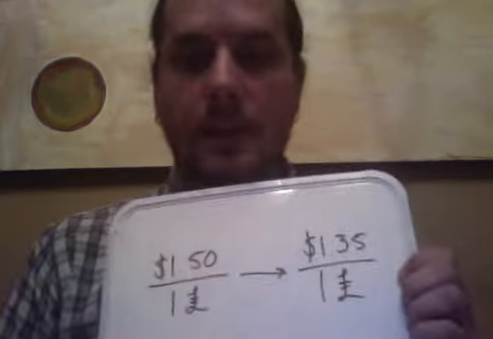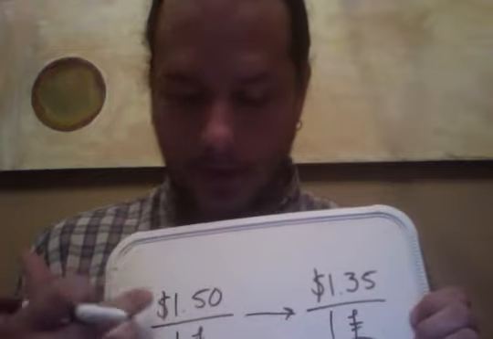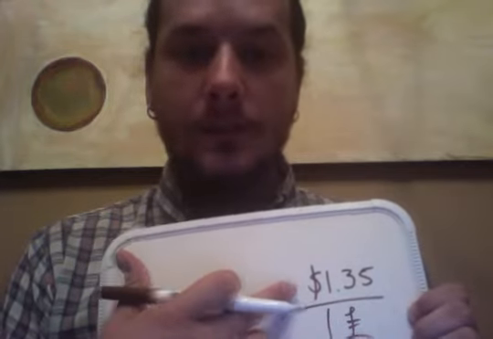$1.35. So what we're saying here is that the pound, by being now worth less in terms of dollars, has actually lost value. Right? A pound used to be worth $1.50, and now it's only worth $1.35. So the pound has lost value. That means it has depreciated. What that also means is that the US dollar has appreciated, right?